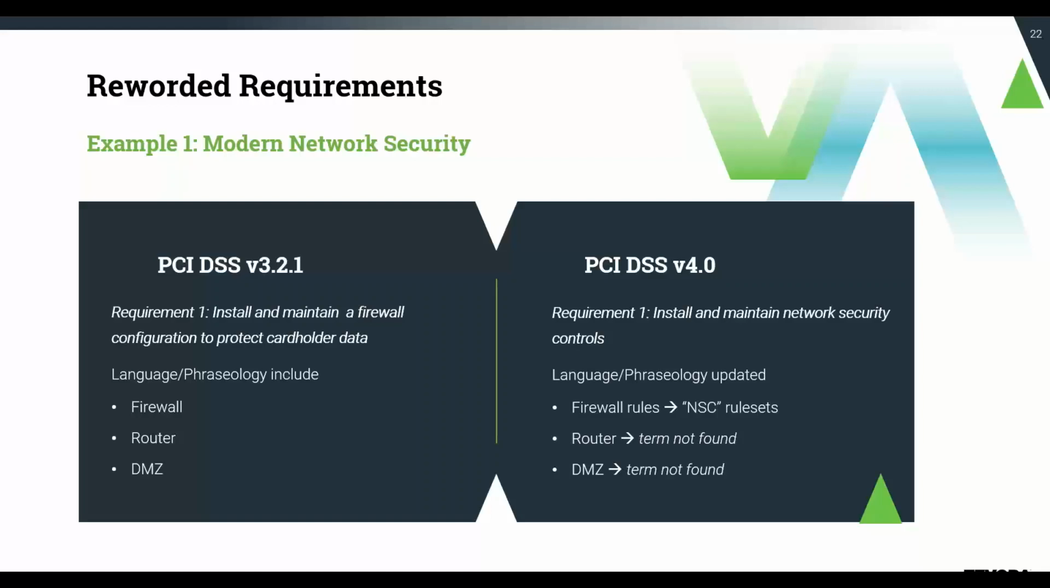So the terminology now in 4.0, in this example, has been updated to install and maintain a network security control instead of firewall configuration. The key updates here, for example, are that firewall rules are now mentioned as network security control rule sets, and router and DMZ, those terms are not found in the requirement language anymore. So there's a bit more open-ended, broadened opportunity to interpret the requirements for software-defined networks and implementations of maybe things like Kubernetes clusters, where implementation of a DMZ doesn't necessarily make sense.